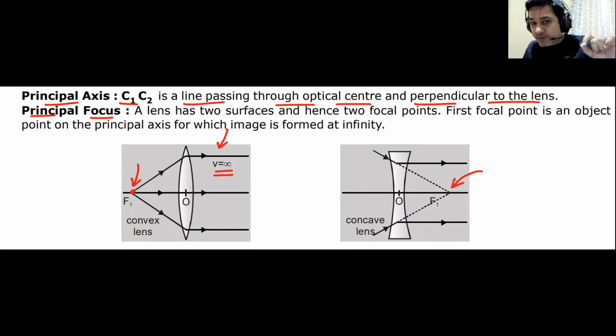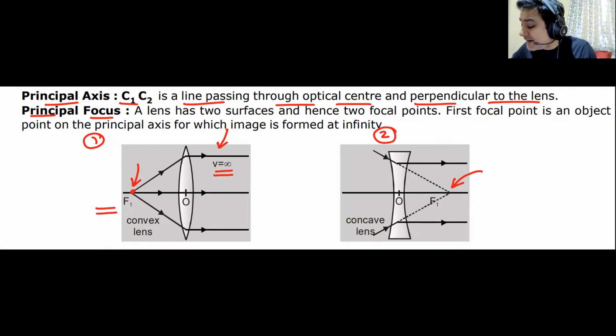In case of convex lens, the rays are coming to the focus. In case of concave lens, the rays are directed towards the focus. Do we understand the difference between figure number 1 and figure number 2? You'll have to draw this diagram. F1 for convex lens, F1 for concave lens.